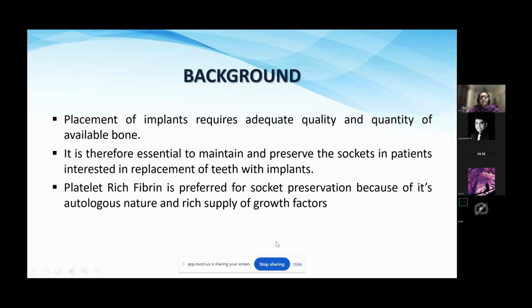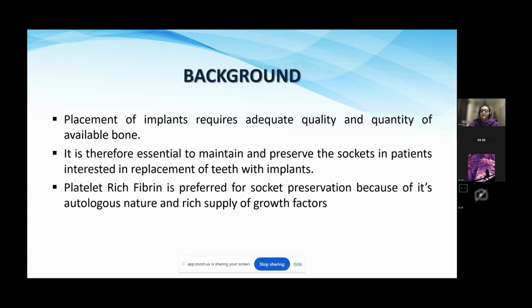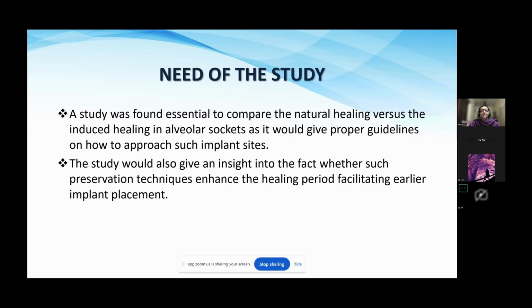Coming to the background, placement of implants requires adequate quality and quantity of available bone. It is therefore essential to maintain and preserve the sockets in patients interested in replacement of teeth with implants. Platelet-rich fibrin is preferred for socket preservation because of its autologous nature and rich supply of growth factors. Coming to the need of the study, a study was found essential to compare the natural healing versus the induced healing in alveolar sockets, as it would give proper guidelines on how to approach such implant sites.